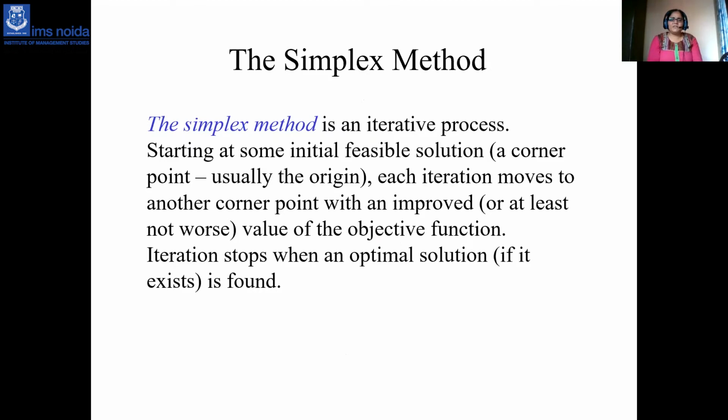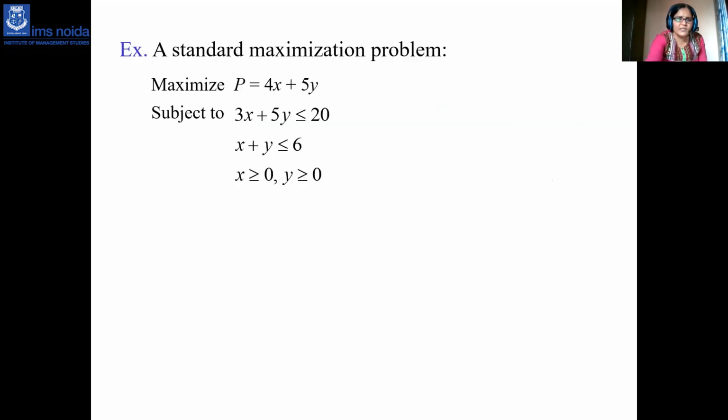So what is the simplex method? This is an iterative, tabular process, starting from an initial feasible solution. The initial values you can get from the constants given in the question, and each iteration moves to another corner point with an improved value of the objective function. That means table by table, iteration by iteration, you get nearer to the decision values x1, x2 and so on. The iteration stops when you get the optimal solution. So this is about the initial idea of the simplex method.